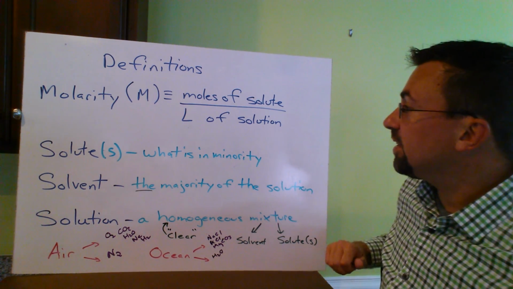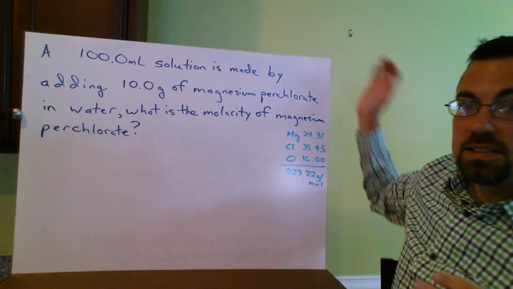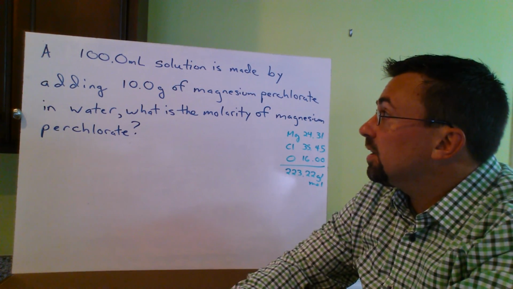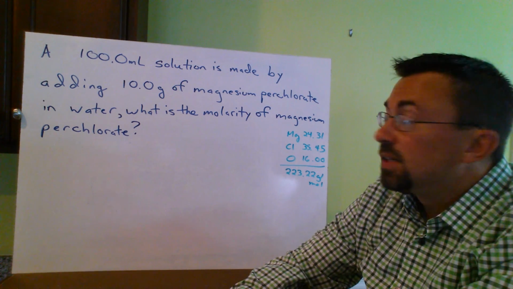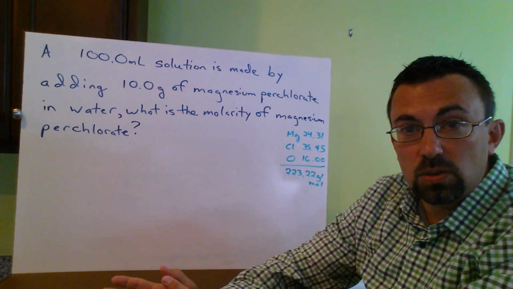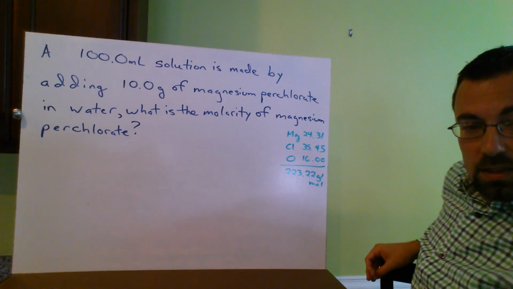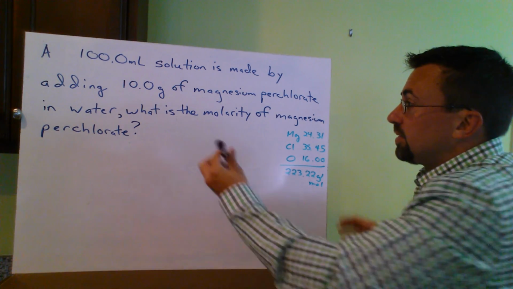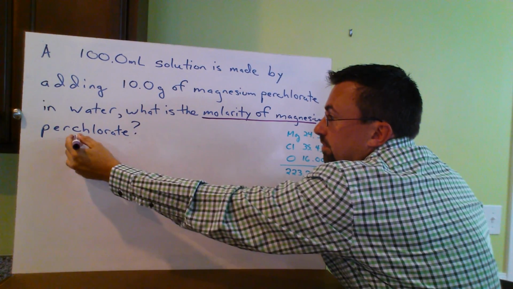Let's do some math. I know you're itching to do it by now. All right, let's take a very straightforward problem. A 100 milliliter solution is made by adding 10 grams of magnesium perchlorate to a sufficient amount of water. What is the molarity of magnesium perchlorate in such a solution? Okay, so always we want to work backwards. We're looking for the molarity of magnesium perchlorate.